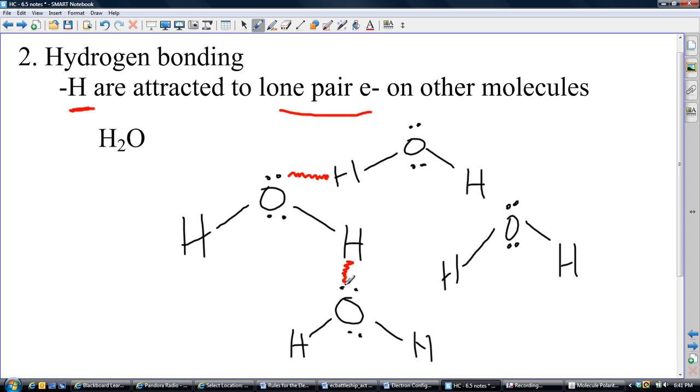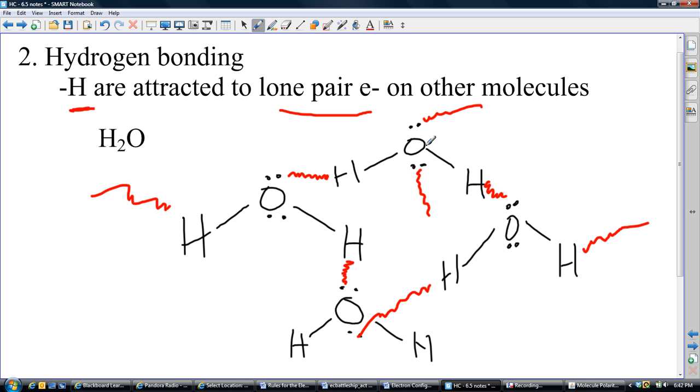Hydrogen attracted to lone pair, and so on and so forth. We can just imagine this continues on and on until there are no other pairs.